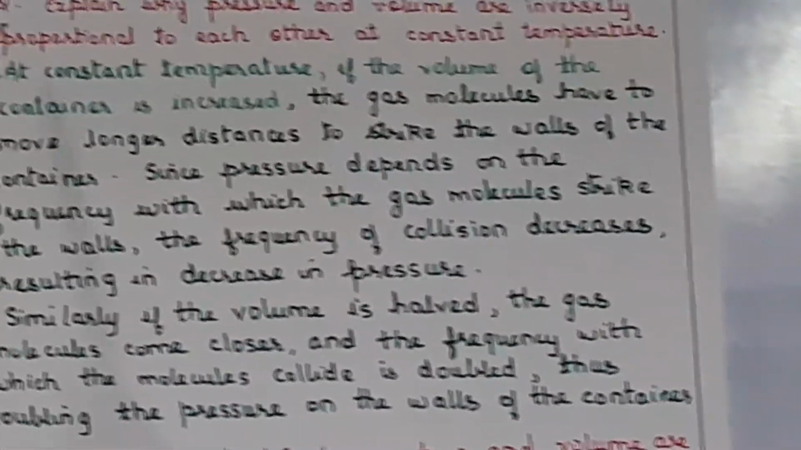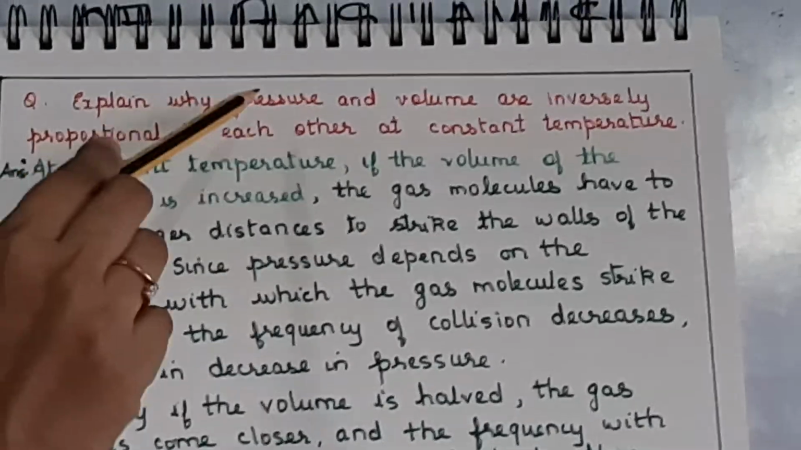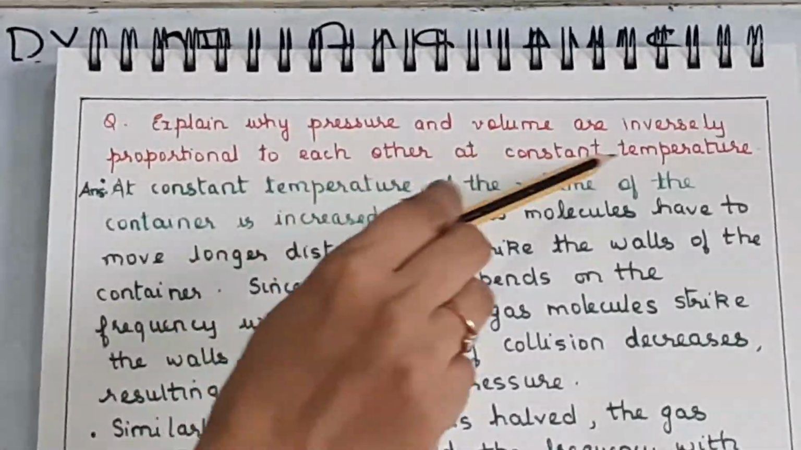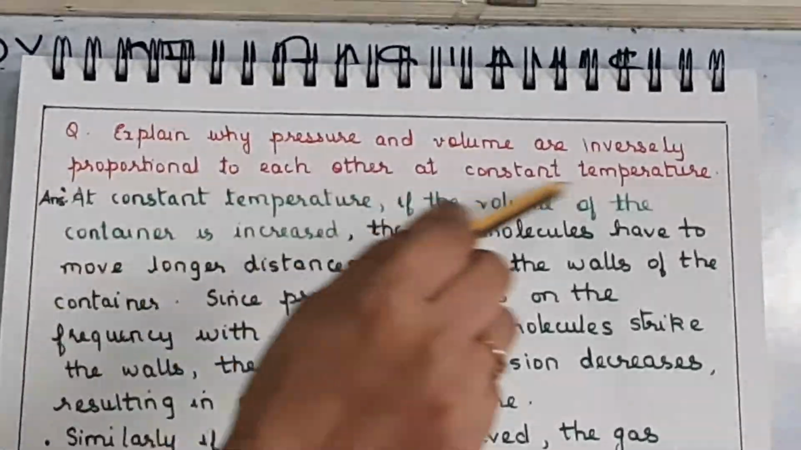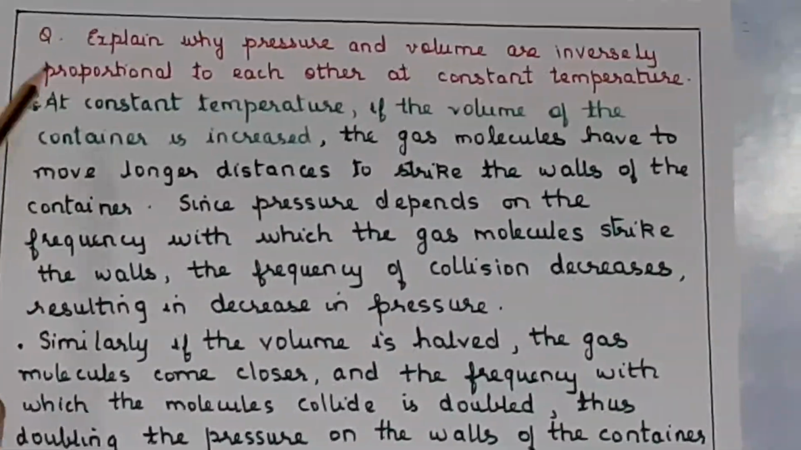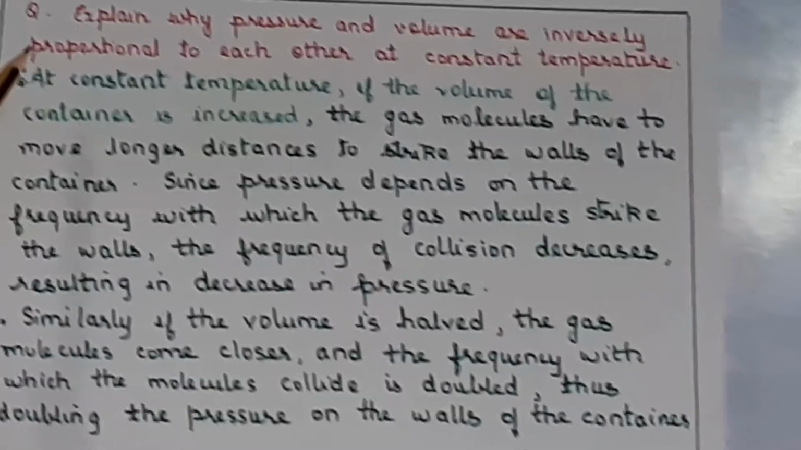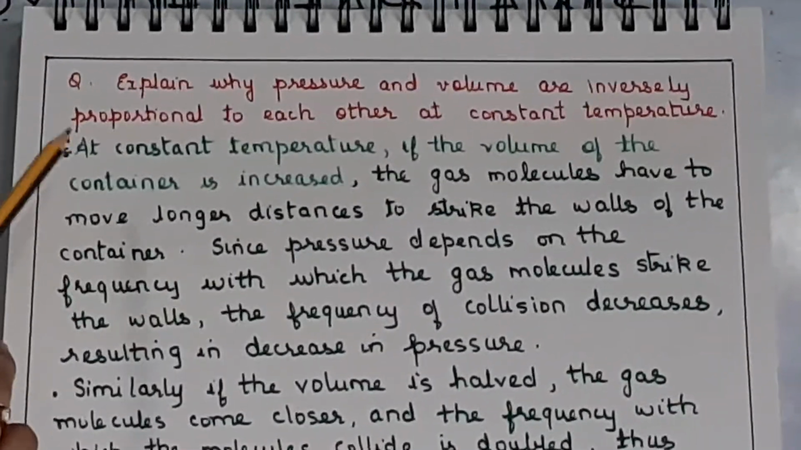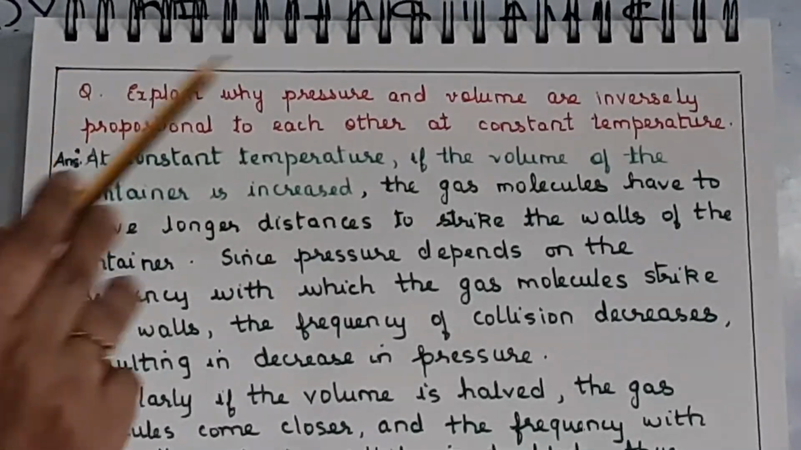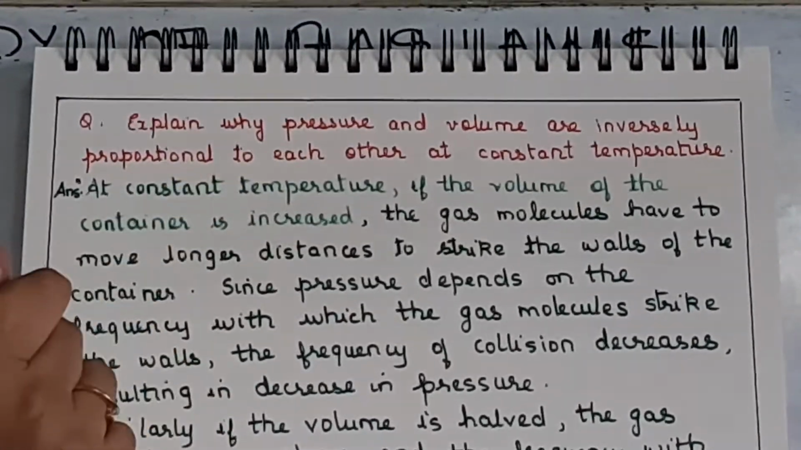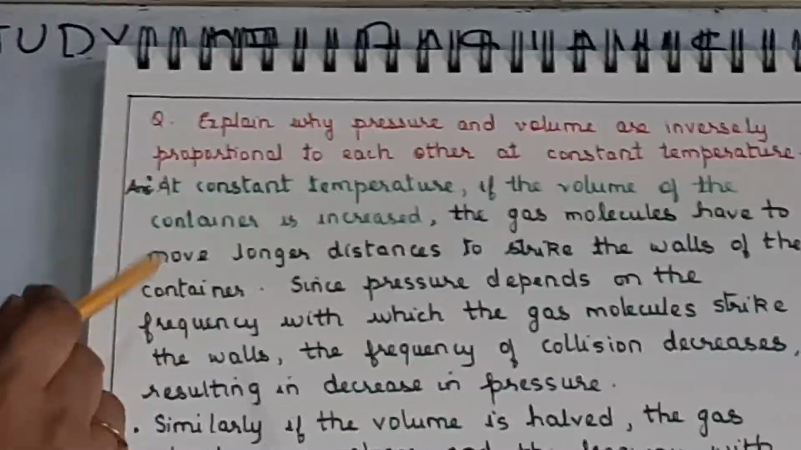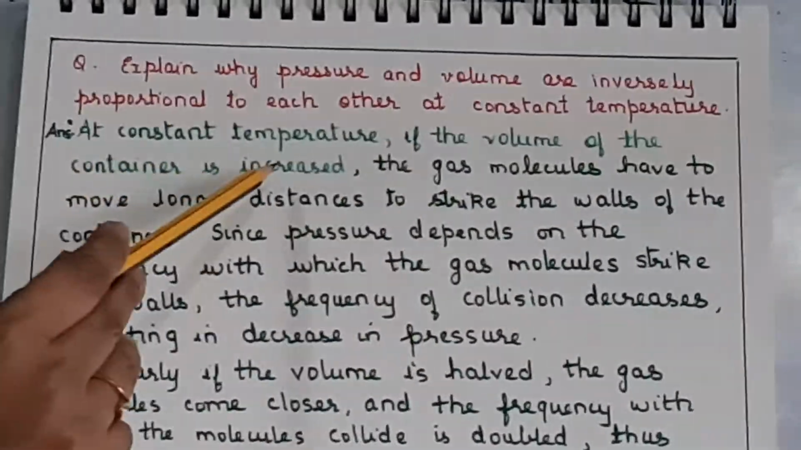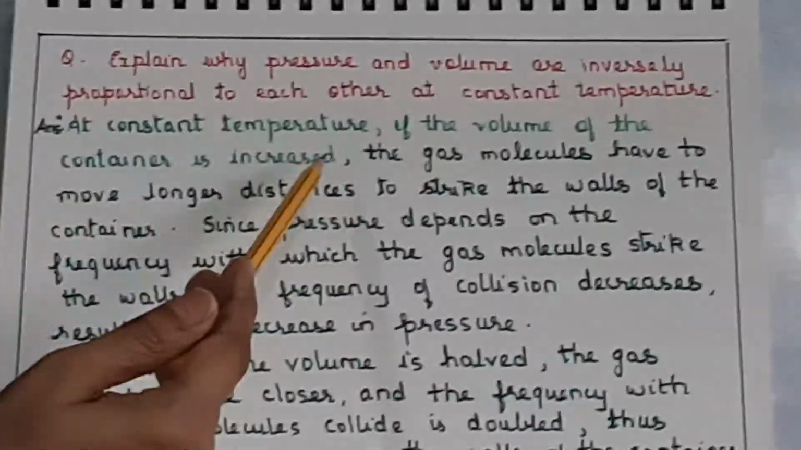Now first question under this is, explain why pressure and volume are inversely proportional to each other at constant temperature. So this was our statement, if you remember, of Boyle's law. Yes, that is Boyle's law. What was the statement? At constant temperature, volume occupied by a fixed mass of a gas is inversely proportional to pressure. So what is the reason for that? So that you have to understand, at constant temperature, if the volume of the container is increased, yes, you are increasing the volume of the container.